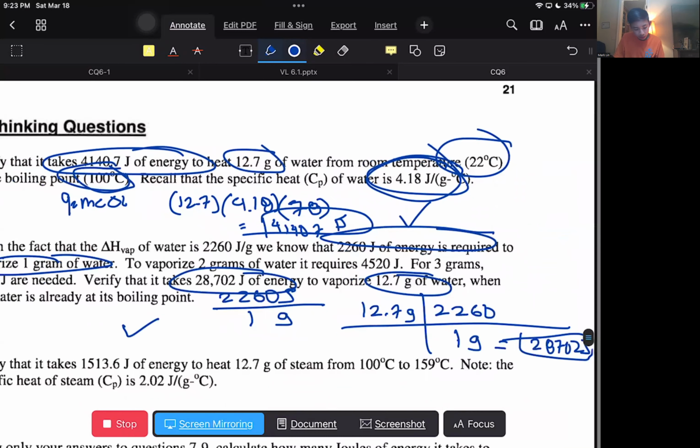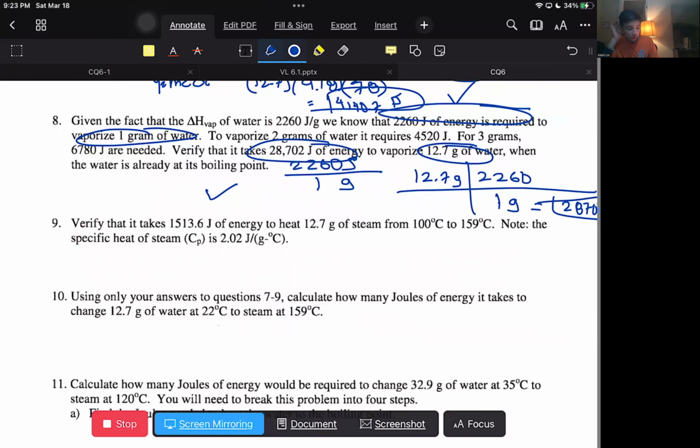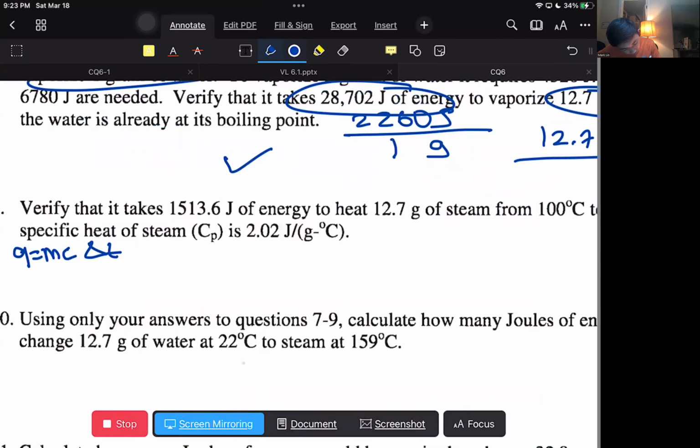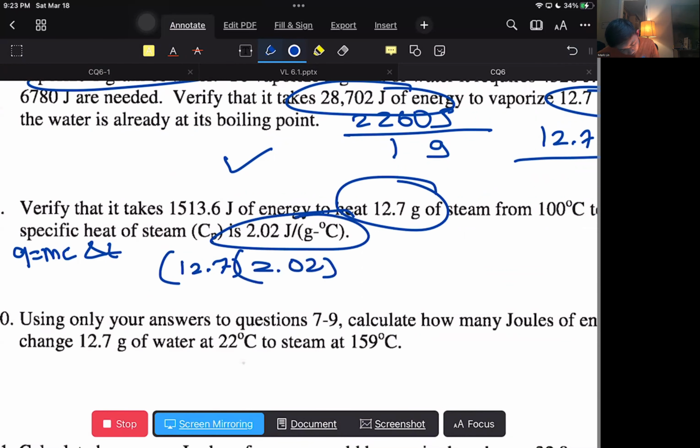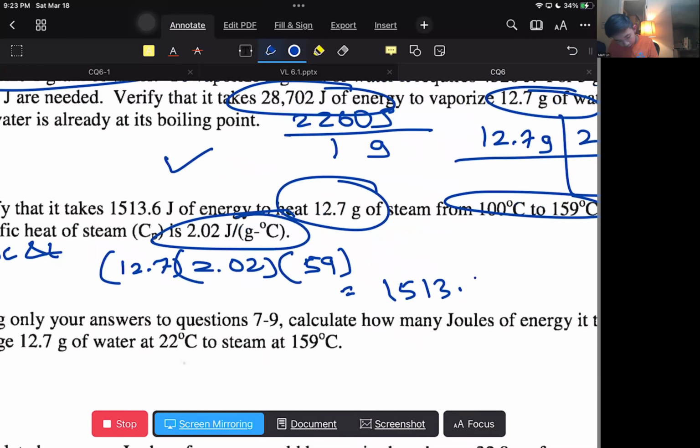Verified. So number 9. Verify that it takes 1,513.6 joules of energy to heat 12.7 grams of steam from 100 degrees Celsius to 159 degrees Celsius. So, same thing. Q equals MC delta T. Our M is 12.7. Our C is 2.02. Temperature changes from 100 to 159. That temperature change is going to be 59 degrees. Plug and chug. It's going to be 1513.586 joules.